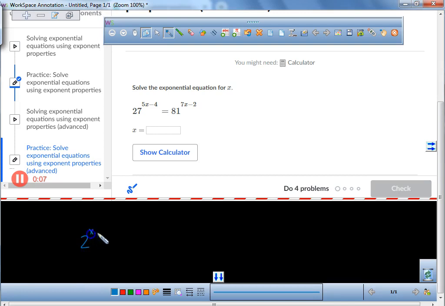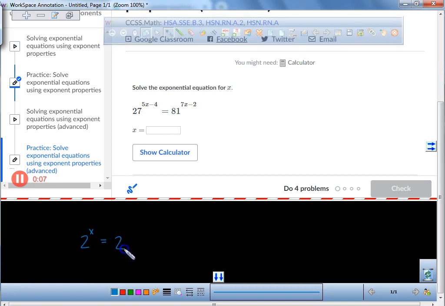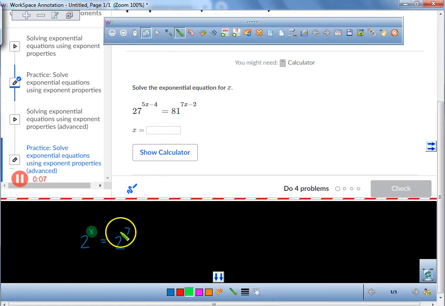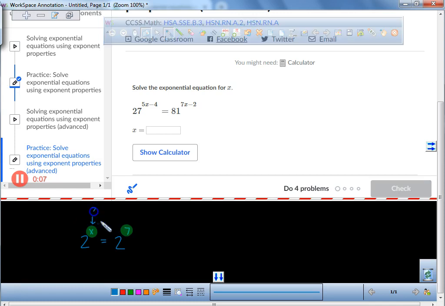2 to the power of x equals 2 to the power of 7. This would be easy. What would x have to equal in order for this equation to be true? It'd have to equal 7. So in order for this to work, what do we have to have? We have to have what's called the same base. All right. Oh, man. These aren't the same. Bummer.